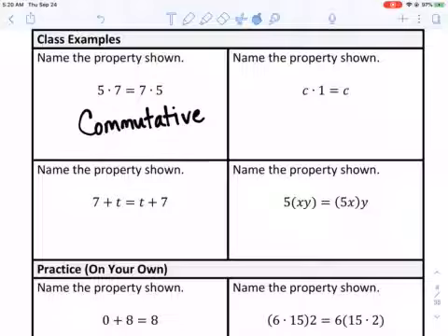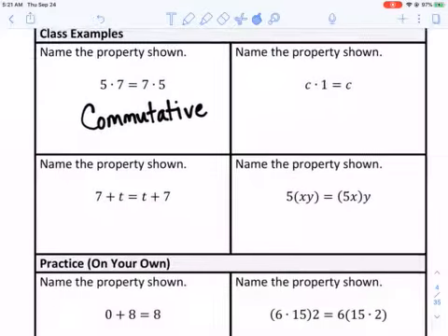Okay, so let's go through our checklist on this second one. Do the numbers move? No. Do the parentheses move? No. Are we adding 0? No. Are we multiplying by 1? We are. So this is the multiplication identity.